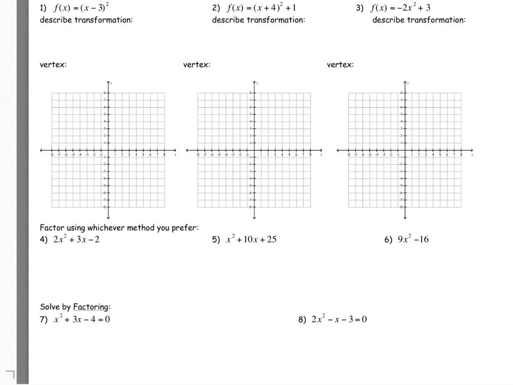Algebra 2, Chapter 5, Section A, Review. Number 1. f of x equals x minus 3 squared. Describe the transformations. So this has to go all the way back to our Chapter 2, talking about transformations.